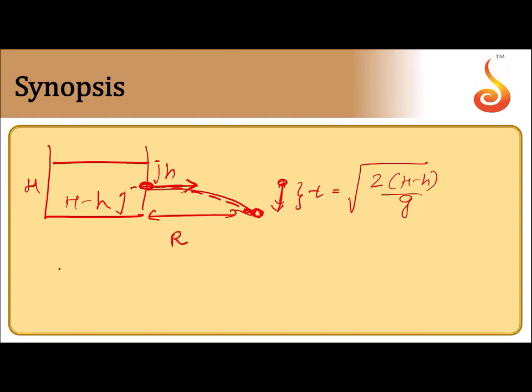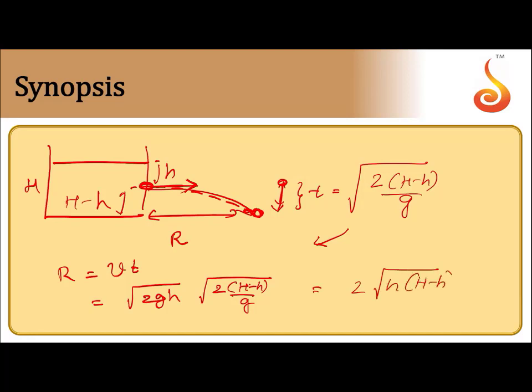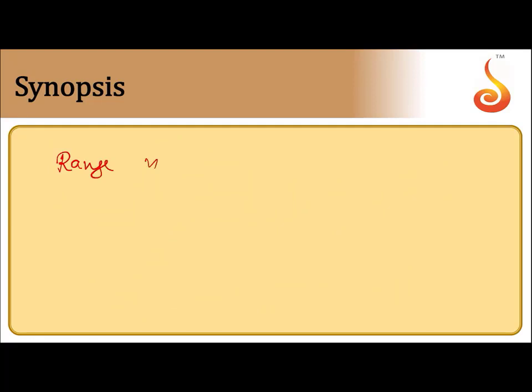And we can also find out the range. Range is equal to velocity into time taken. Velocity is the speed with which it comes out, and that is horizontal, given by square root of 2gh. The time taken is the same for both horizontal and vertical motions, that is square root of 2(H minus h) divided by g, or you can simplify it further and this becomes 2 root of h into (H minus h). And this range clearly is maximum when h is equal to H divided by 2. That means if the hole is punched at the midpoint, then the range of the liquid coming out is maximum.